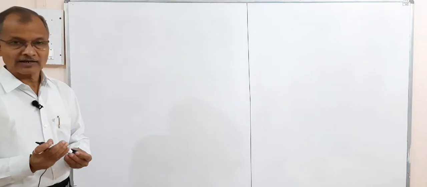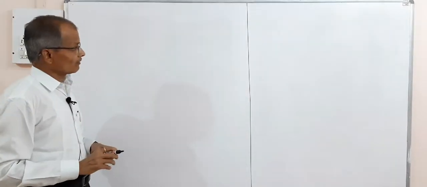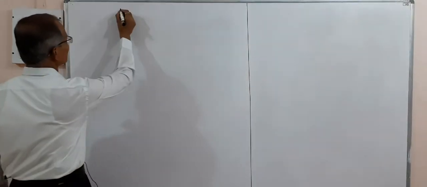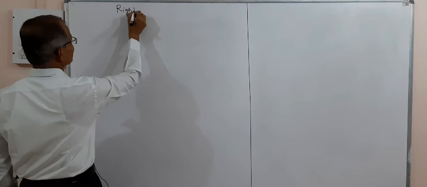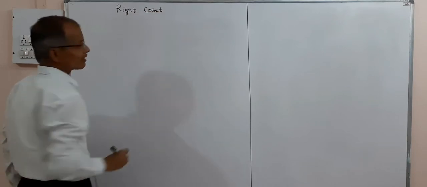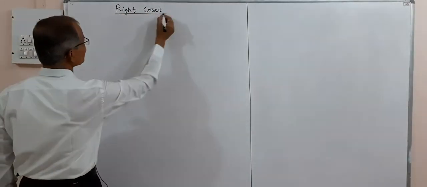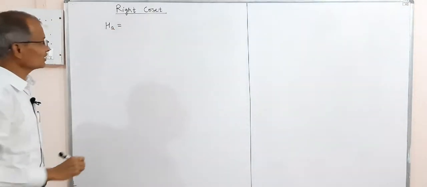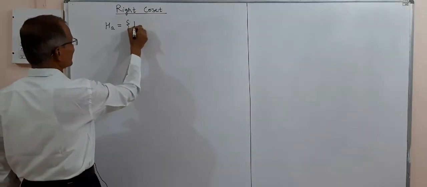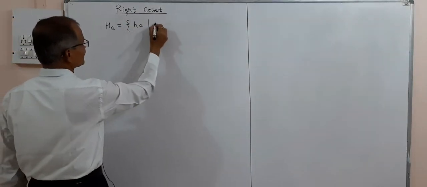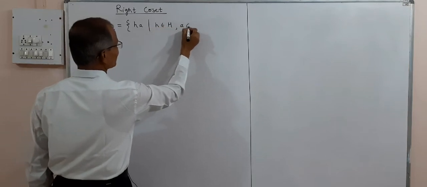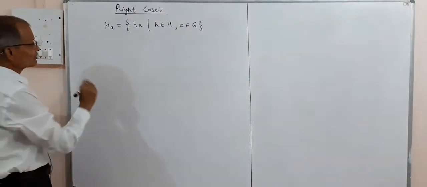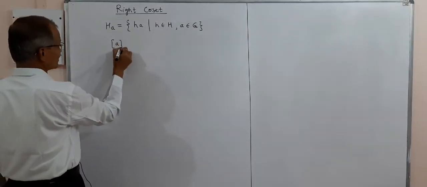So we have defined a right coset of H in a group G. Now we shall revise what is right coset. If H is a subgroup of G, then a right coset of H in G, denoted by Ha, has the elements ha, where h belongs to H and a belongs to G. This is the definition of right coset. And also we have proved this result last time.